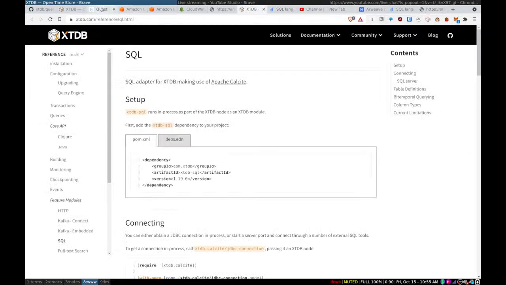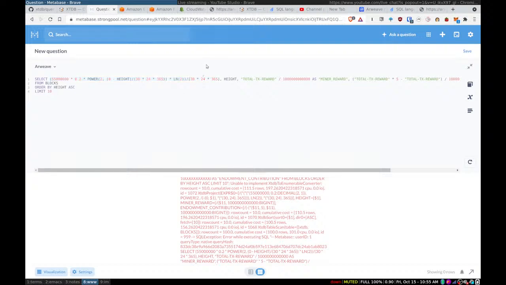I'll probably bake this right into the block attributes too. Do it in the closure as opposed to, okay, so what is it saying here? Let's find the error. Is it like a type thing? It might be a type thing. Like maybe I need to turn height, mining reward, row count. Wow, these are hard to read. Unable to XTDB to enumerable converter.